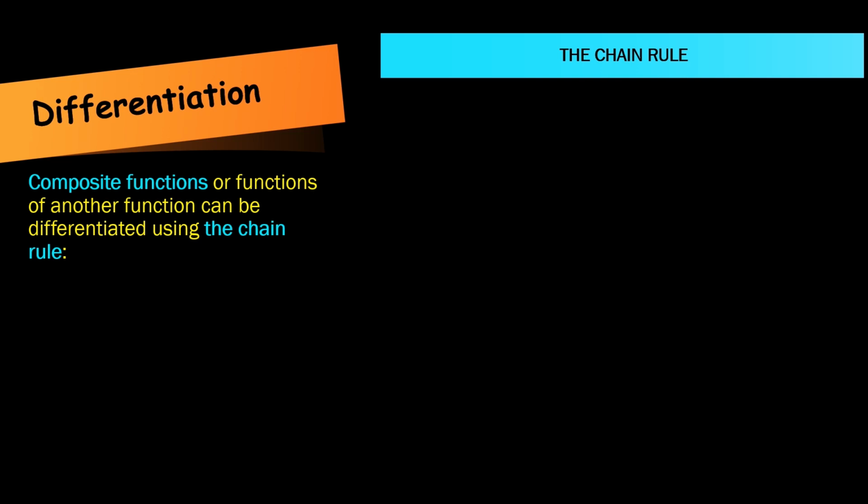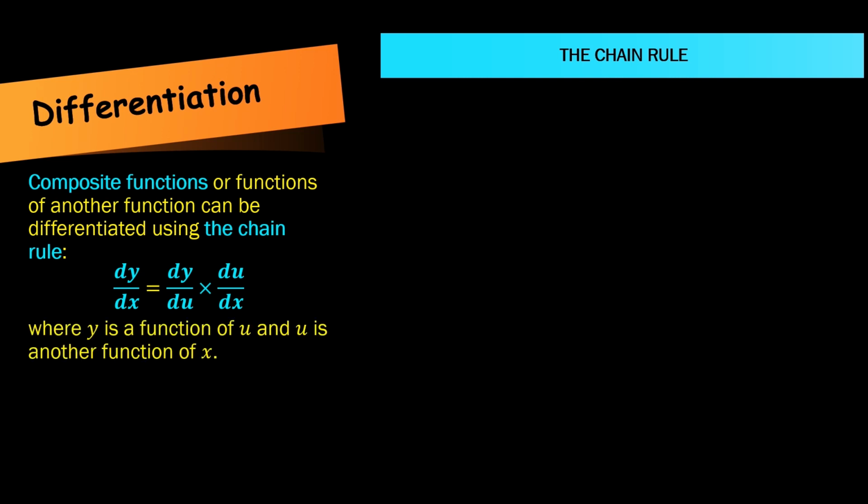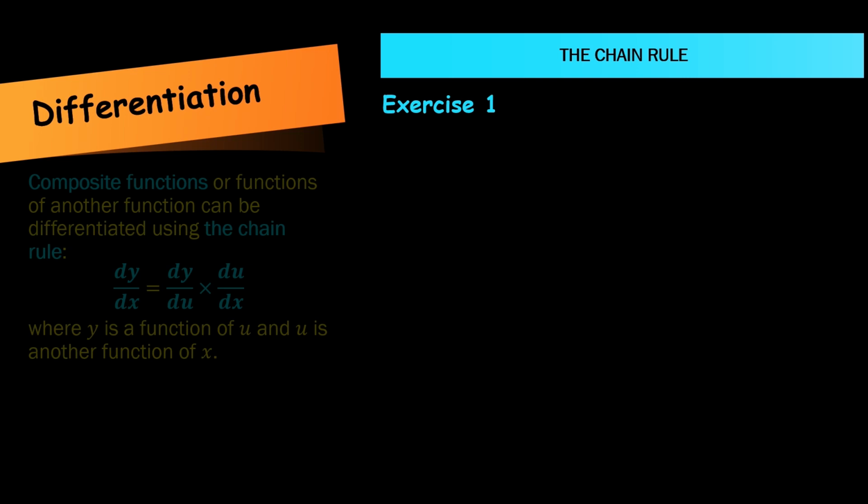Composite functions, or functions of another function, can be differentiated using the chain rule. dy/dx equals dy/du times du/dx, where y is a function of u and u is another function of x. Let's take a look at an example. Pause the video and have a go. Press play when you're ready to view the solution.